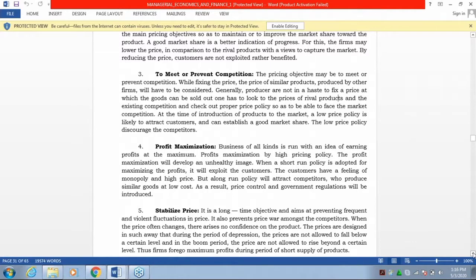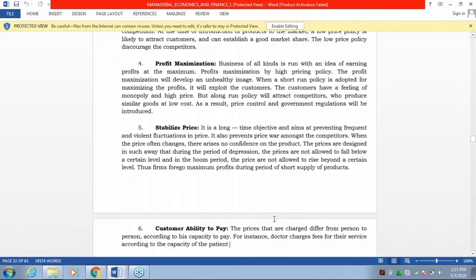When the price often changes, there arises no confidence in the product. The prices are designed so that during a price fall they do not go below a certain level, and in a boom the prices are not allowed to rise beyond a certain level. However, the firm forgoes maximum profit during periods of short supply of the product.